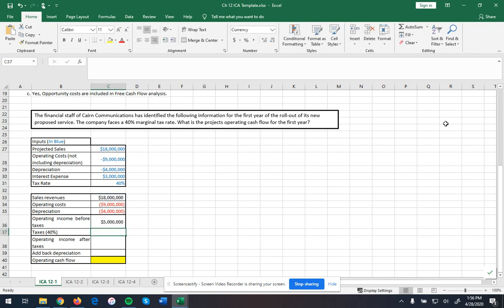So we have our operating income before taxes of $5 million, and that's what we pay taxes on. So we're going to take our $5 million times our 40%, and that's $2 million, but I want that to be a negative because I want that to be a negative cash flow, so that's a negative. So then we can add those two together, the 5 and the negative 2, or $5 million minus $2 million would give us $3 million.